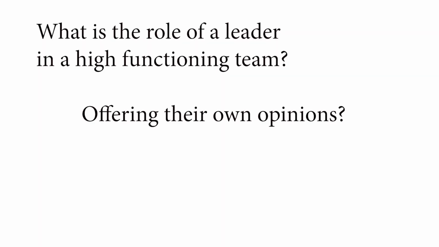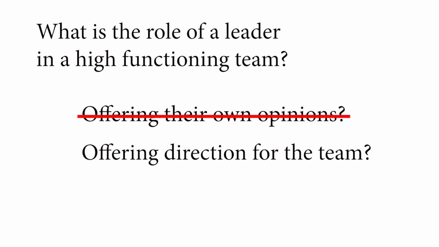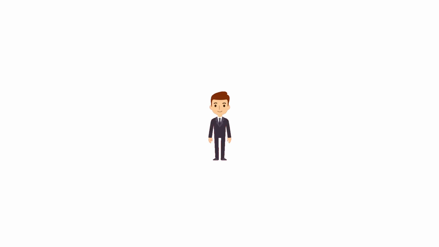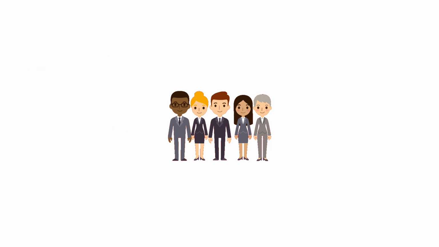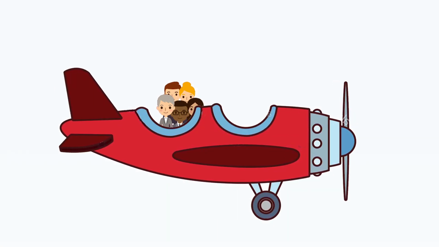So if a leader finds themselves sitting there with their team, what do they need to do to keep that team at that level of functionality? For sure, they don't need to be offering many of their opinions. For sure, they don't need to be directing the team what to do, because the team is doing fine. So what is the role of a leader in a high-functioning team? Their job is much like that of an airplane pilot.